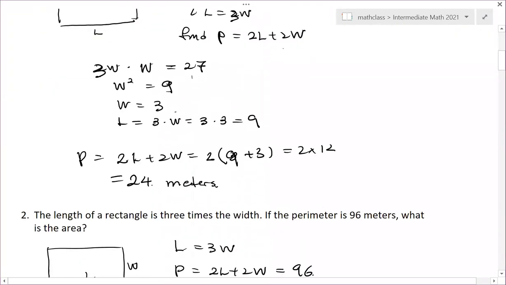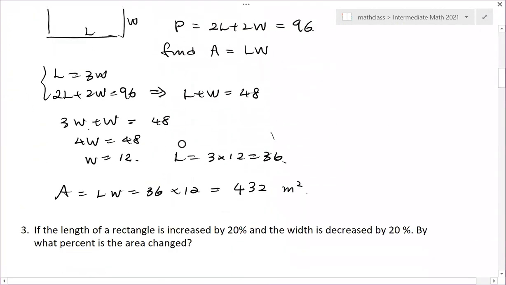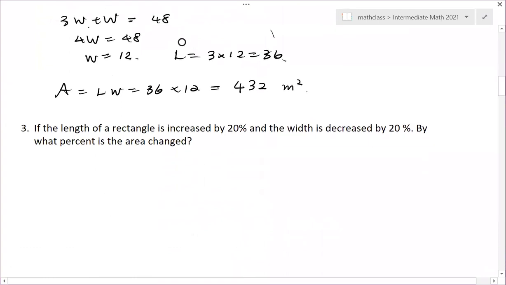Here, okay, so our next problem is about change. It's a percentage problem actually. When we say a quantity is increased by 20%, what does that mean? The quantity is increased by a certain percent.